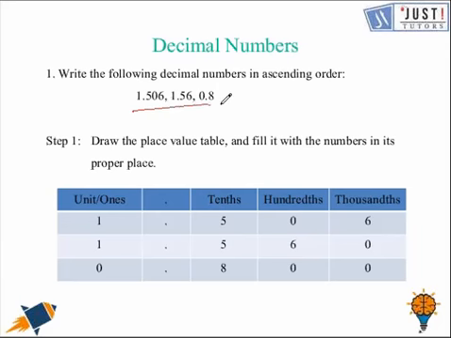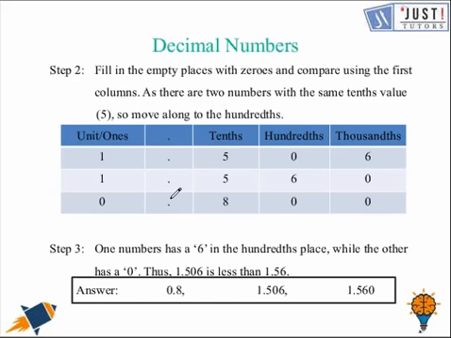So we've got 3 decimal numbers there, and we need to arrange them in ascending order. So what we have done, we have made a place value chart, and we have tried to keep all the numbers there according to their place value. So 1.506, then 1.560, that's a placeholder, then 0.800. These two are again the placeholders. Let's move to the next slide.